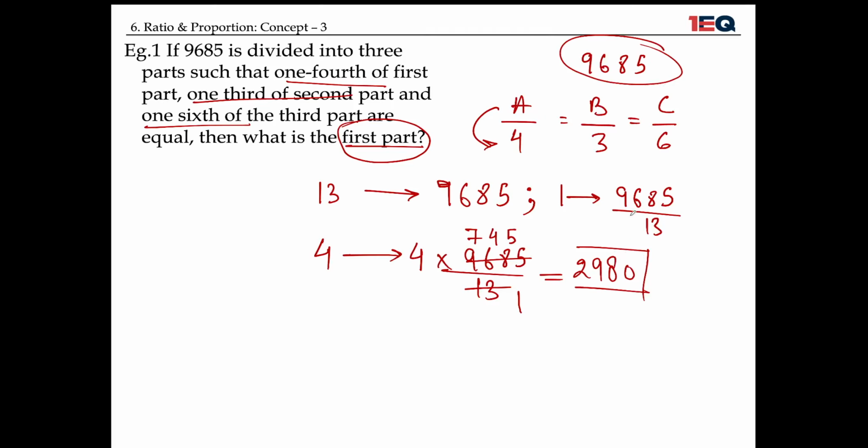Okay. So moving on to the next question. A sum of 1180 is to be divided among A, B, and C such that 2 times the share of A, 5 times the share of B, and 7 times the share of C are equal. I will write the equation. 2 times A is equal to 5 times B is equal to 7 times C.